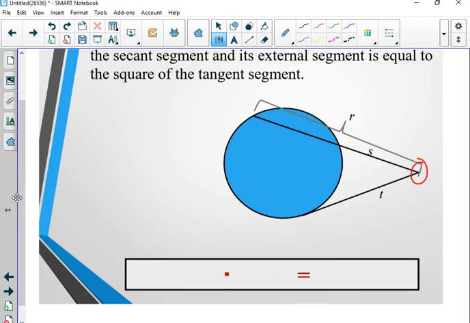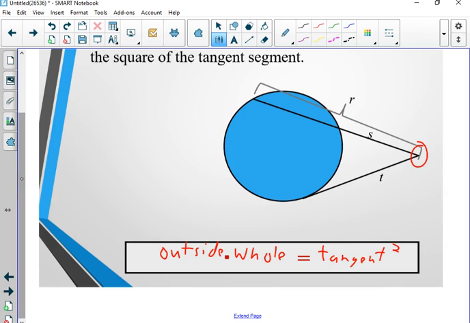We're still going to take the outside times the whole is equal to the tangent squared. So again, we have the letters R and S equals T squared.